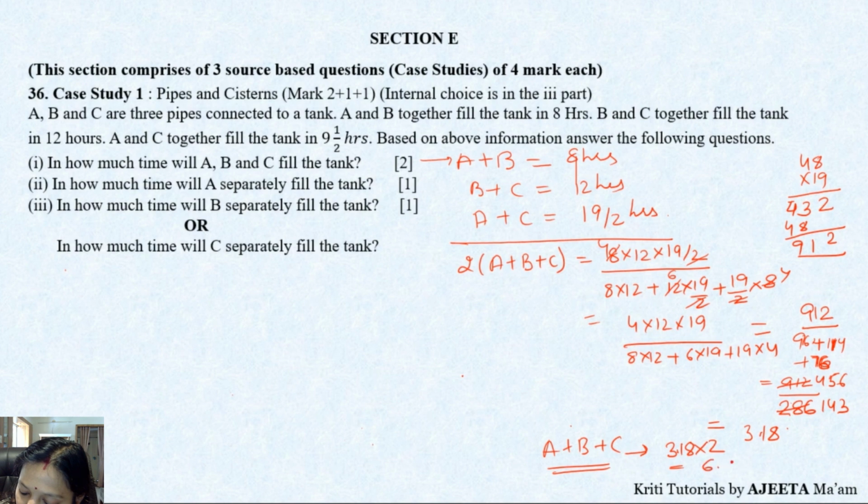So how much will it be? 36.36. So this much time will be taken by A plus B plus C to fill up the tank. So that will be the answer for the first one. Now, in how much time will A separately fill the tank?